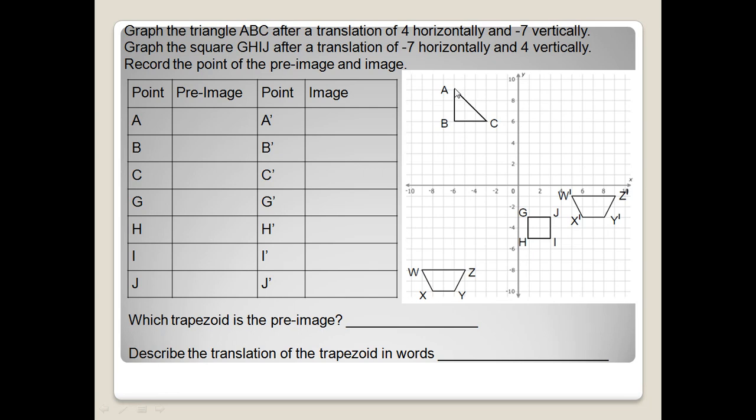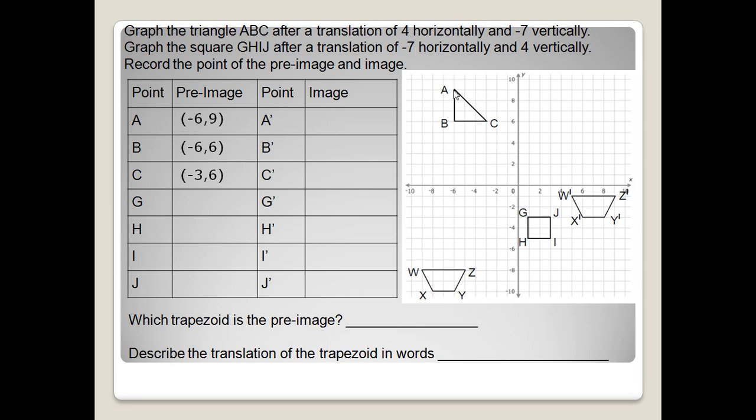So let's go ahead and look at our triangle first and find the points of our pre-image. So point A looks like it's -6, 9. So -6, 9. And we'll look at B, which is also -6, 6. And our C is -3, 6. So now we're going to do our translation.